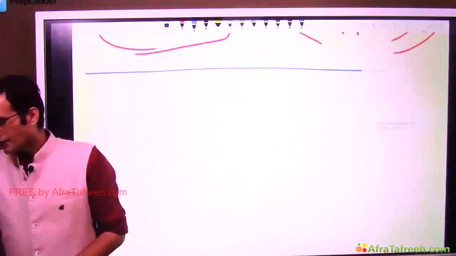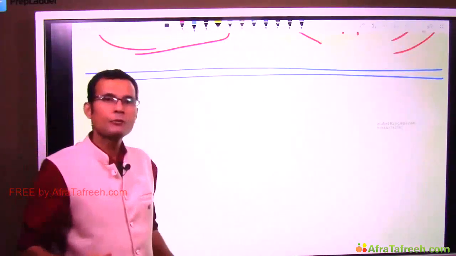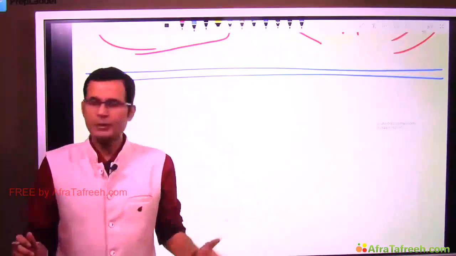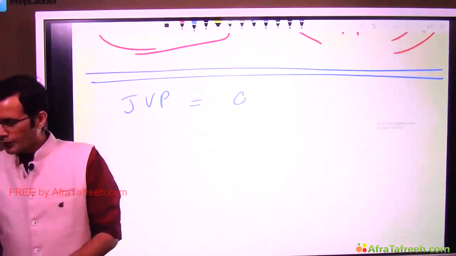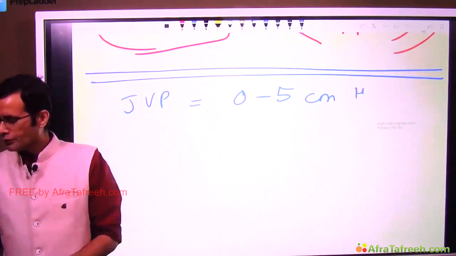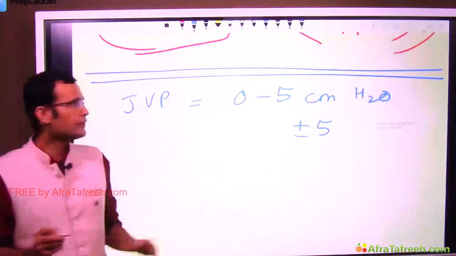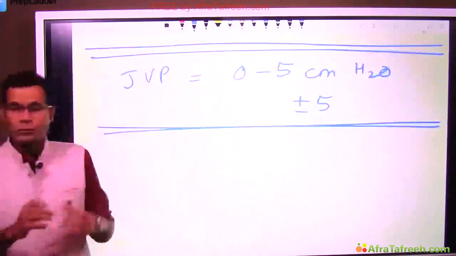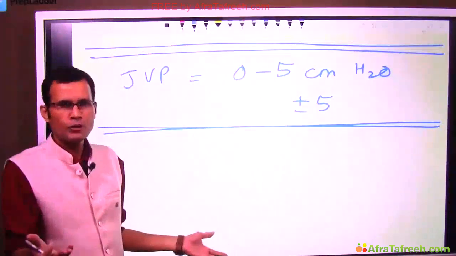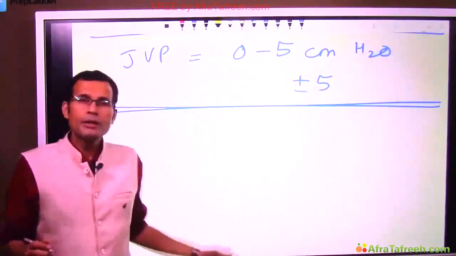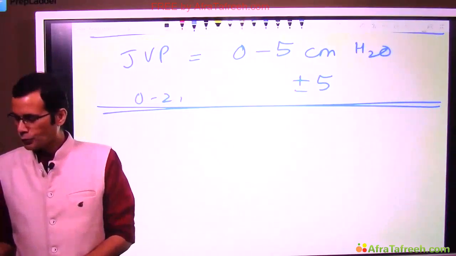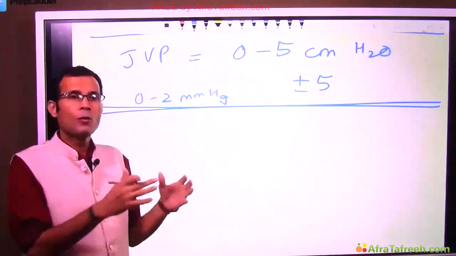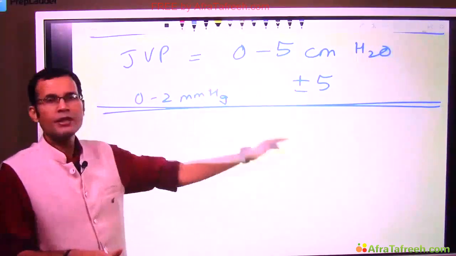So please remember, these are the pressures, and therefore the right atrial pressure, which is reflected as JVP, shows the right atrial pressure. So 0 to 5 centimeters of water, plus or minus 5 centimeters of water, that plus or minus 5 is for breathing. So 0 to 10 centimeters of water, that's what you can say. Or if you want in millimeters of mercury, it's 0 to 2 millimeters of mercury, or 0 to 5 centimeters of water, because 1 mm of Hg is 1.36 centimeters of water.